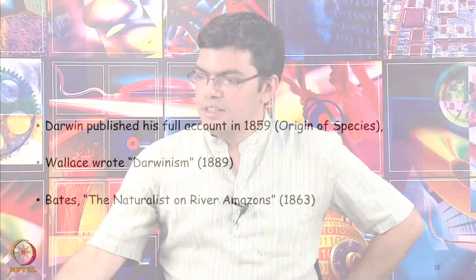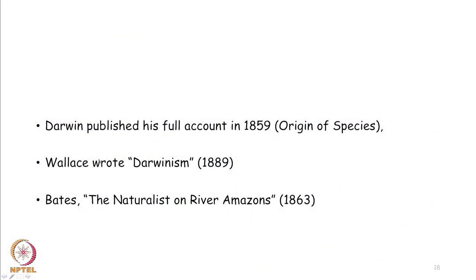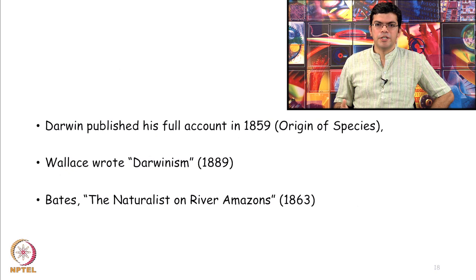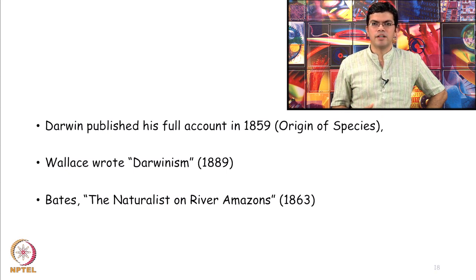If you look at this slide, this summarizes the three most famous works by these people. Darwin published tens of books in his life. He eventually passed away in 1882, but he is of course most well known for his 1859 The Origin of Species. Alfred Wallace only wrote one book in his life, 1889, which he called Darwinism.